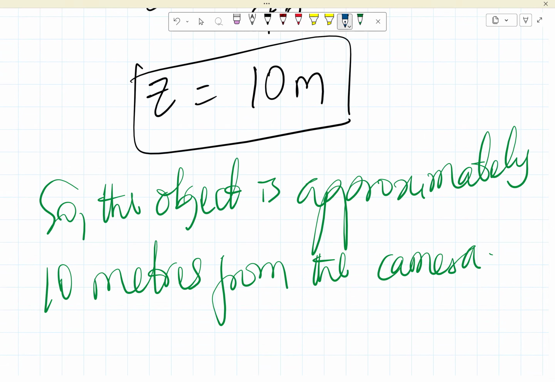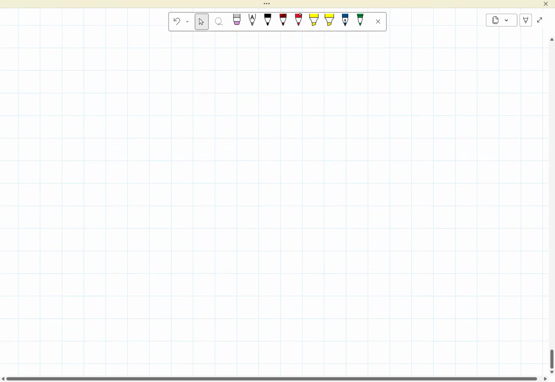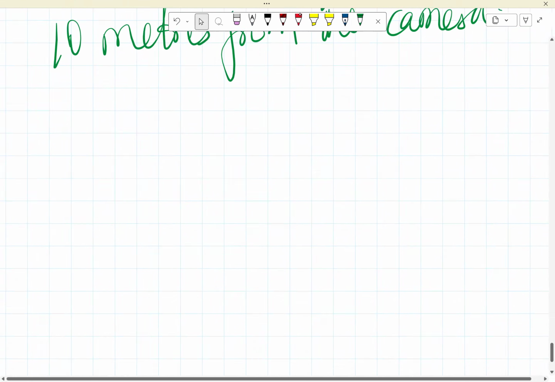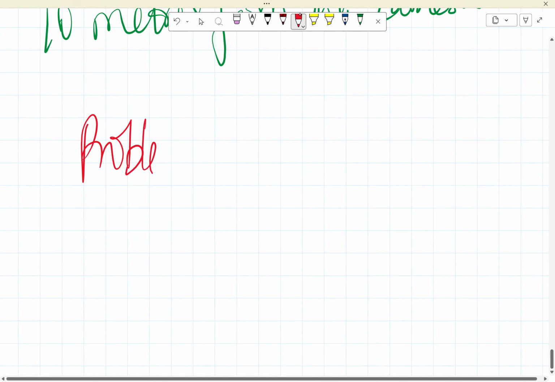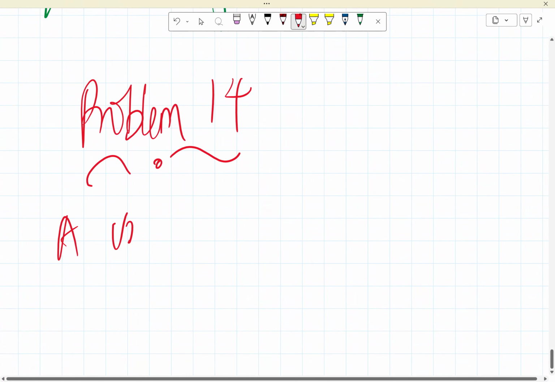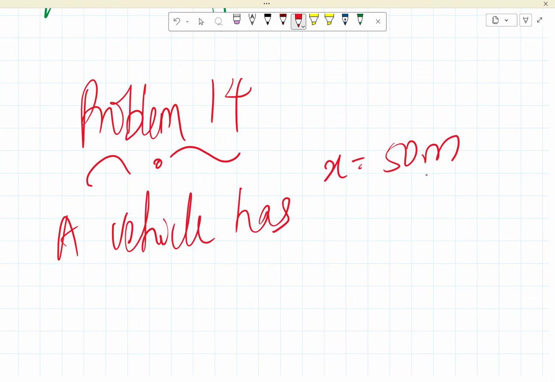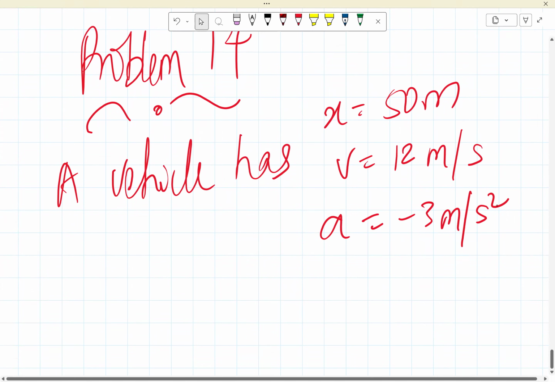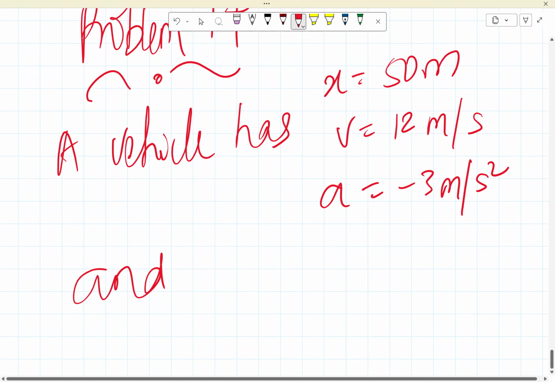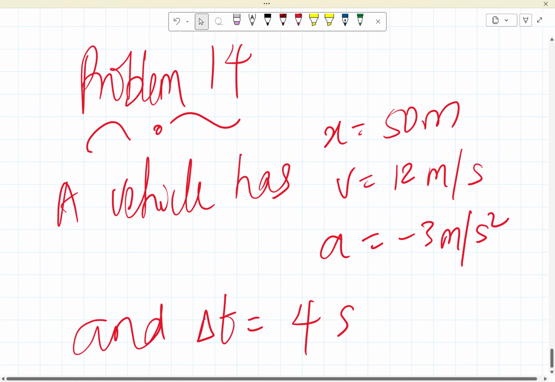Okay, with that out of the way then, let's go for problem 14. So a vehicle has x is 50 meters, velocity 12 meters per second, acceleration minus 3 meters per second squared, and change in time, because we are interested in what happens after 4 seconds. So change in time is 4 seconds. So we have all of this.